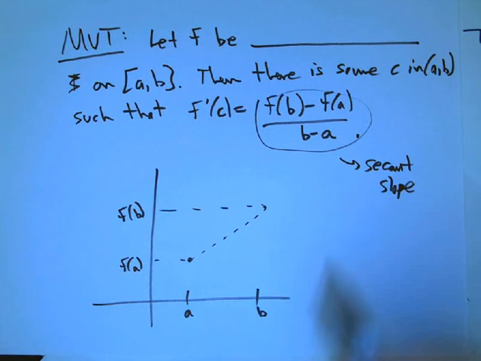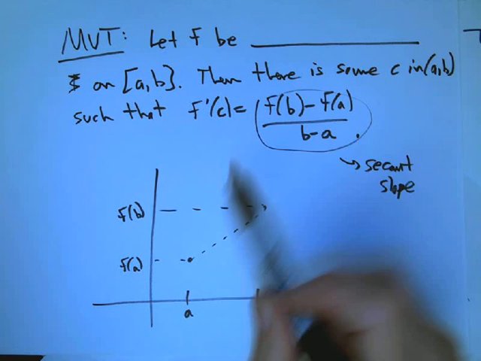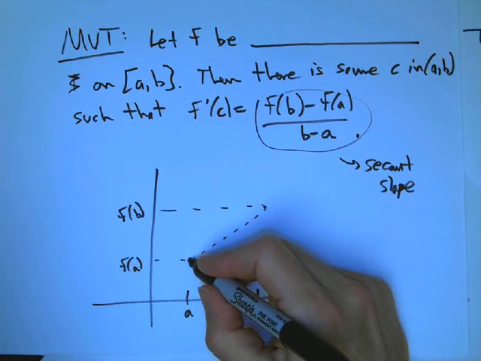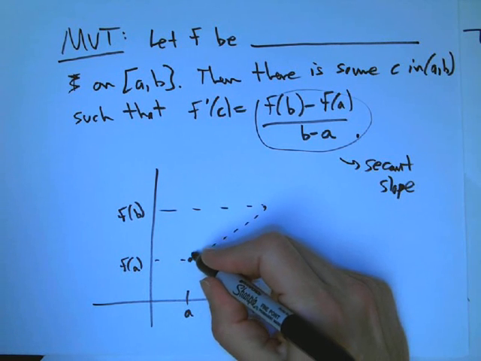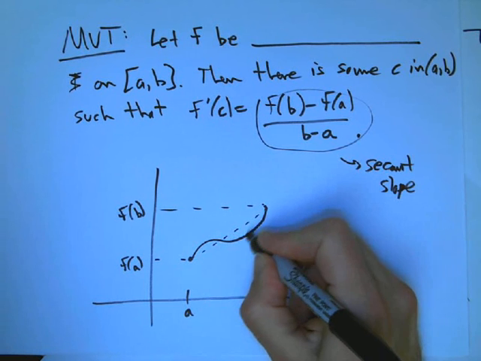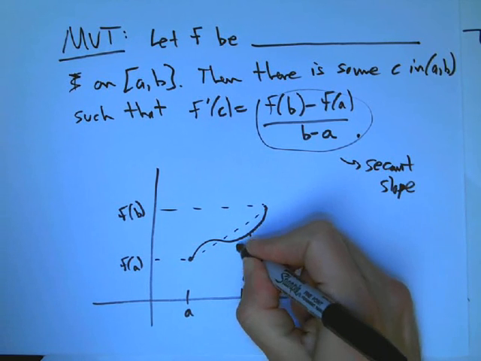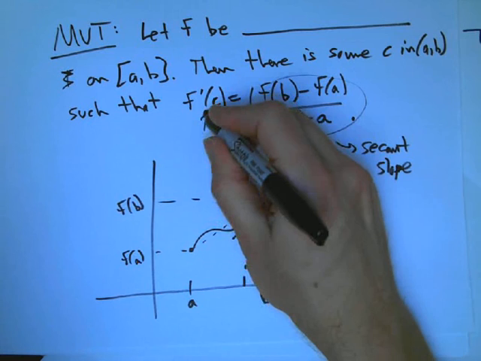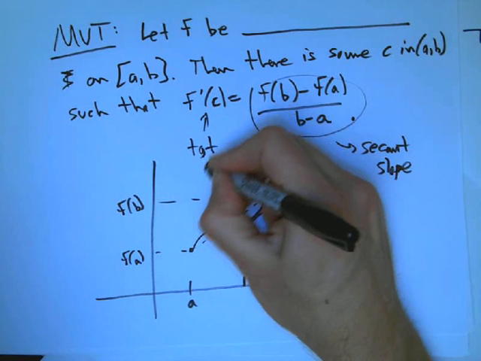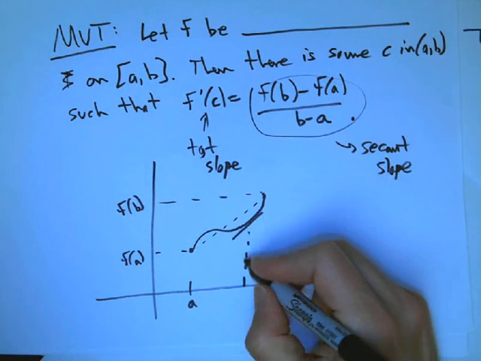Then there must be some magic number c in the middle, or maybe more than one, where the tangent slope, that's f prime of c, is equal to the secant slope, where these lines are parallel.